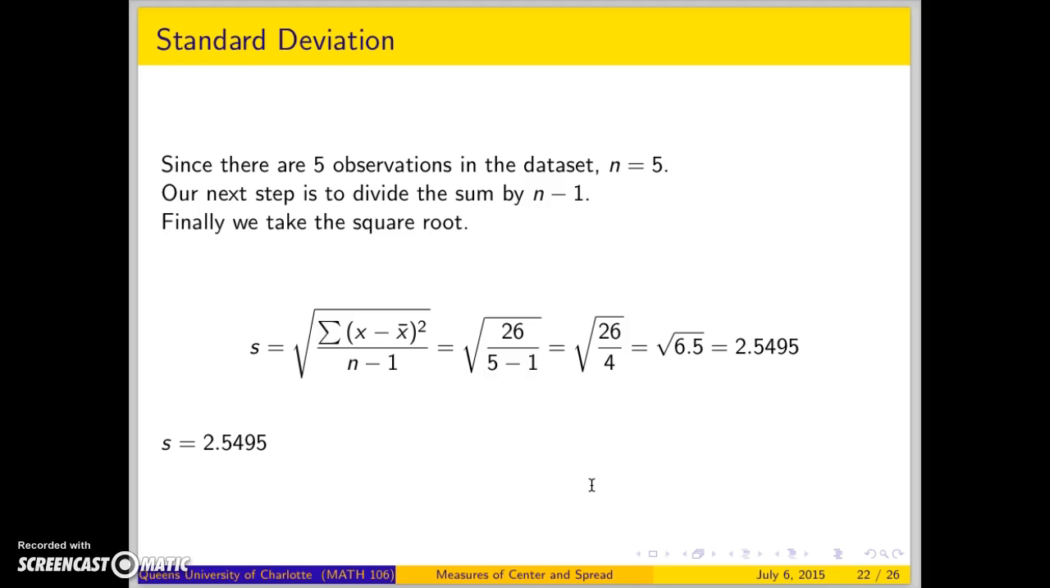And now, next, we have to divide by n minus 1. So there are 5 observations in the data set, so that means n is 5. So we're going to divide by 4, because 5 minus 1 is 4, and then we take the square root. When we do that, we get 2.5495. You'll be asked to find the variance, which is just s squared, so that is just 6.5. So before you square root this whole thing, you have the variance.